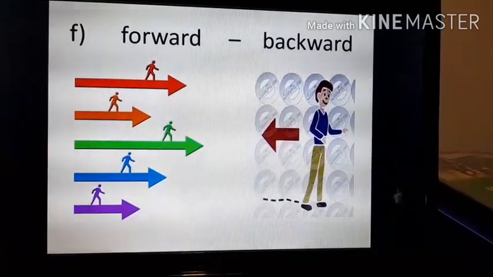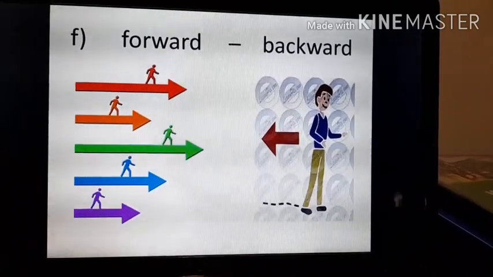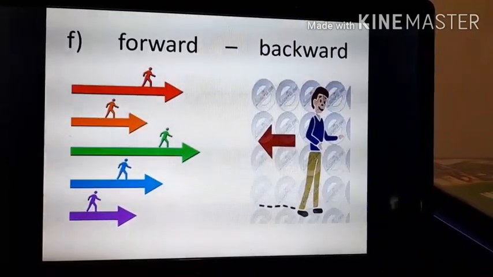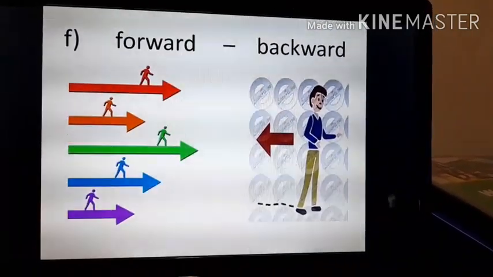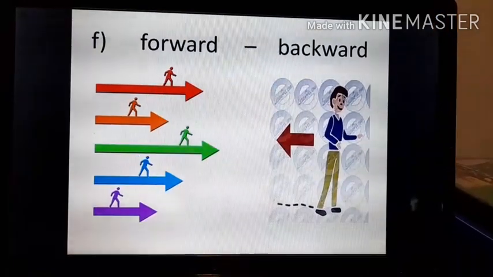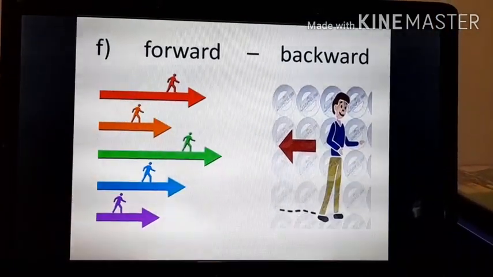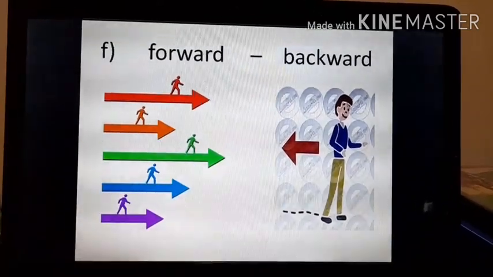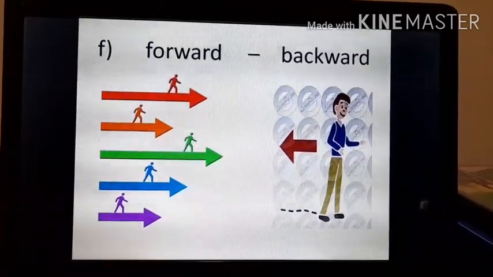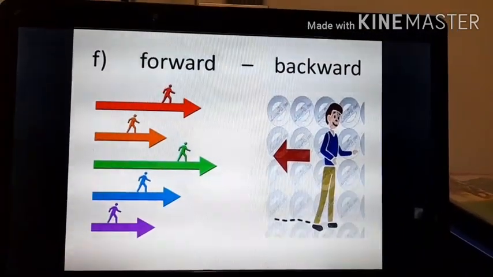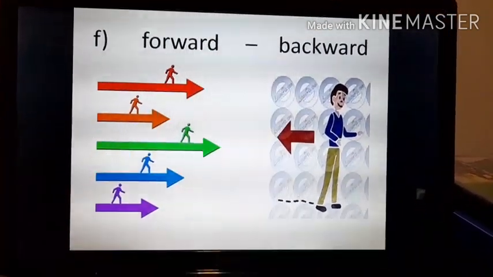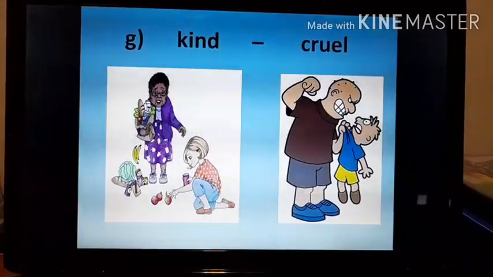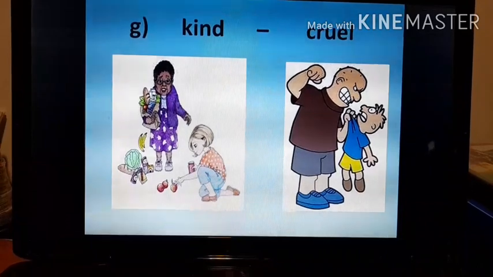You can see in the picture also, in the forward the arrows are given and a person is walking in a forward direction. In the second picture you can see a man is present and he is walking backward in the back direction. Ulti means वापस, उल्टी direction, पीछे की direction में, right? So that is a forward and backward. The backward is opposite to forward. Next is kind and cruel.